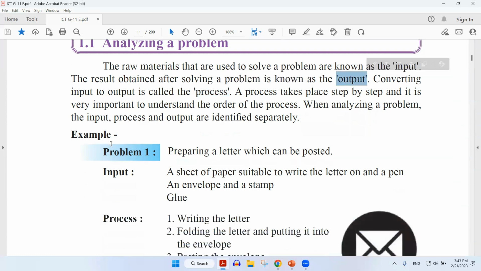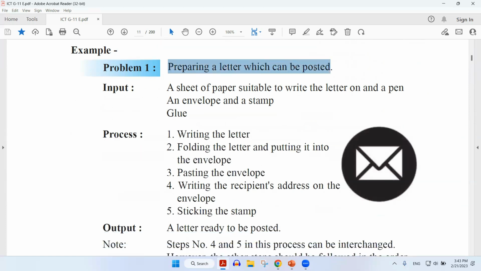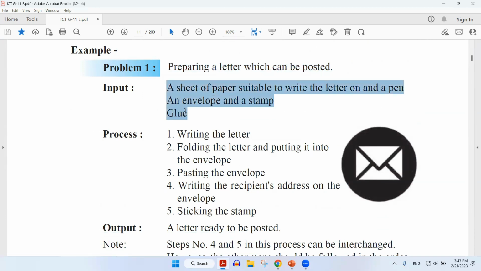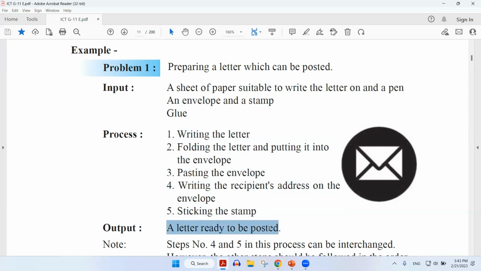All right, I have given you a very simple example which is in your book: preparing a letter which can be posted, right? These things are considered as the inputs: a sheet of paper suitable to write a letter on, a pen, an envelope, stamps and glue. With those inputs, these are the steps, the processes that we have taken, to have the desired output, which is a letter ready to be posted, right?